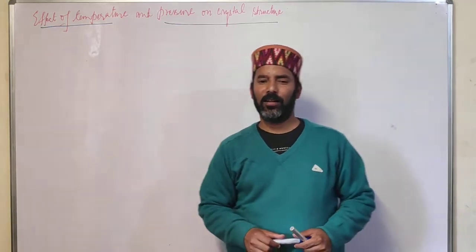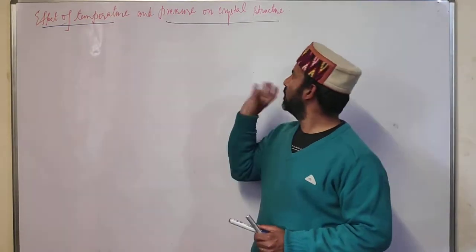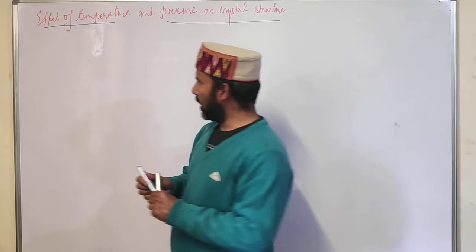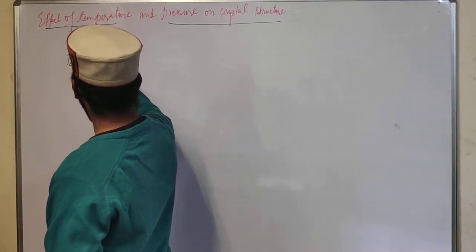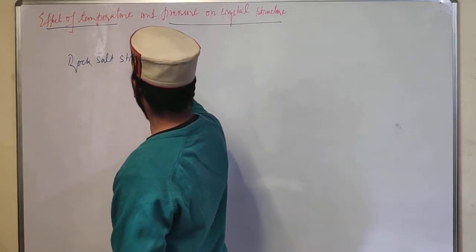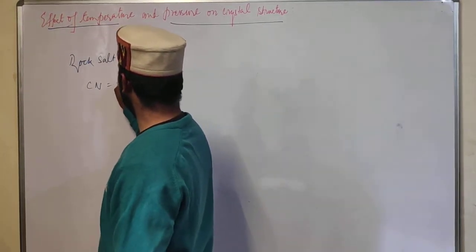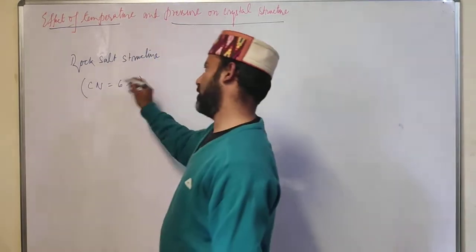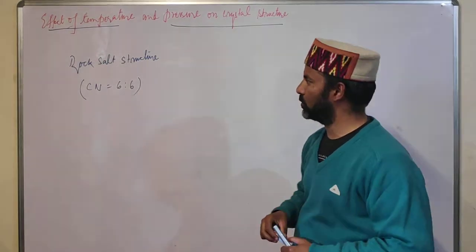Hello students, today we will discuss the effect of temperature and pressure on crystal structure. Say I have a rock salt type structure. Now students, in rock salt type structure, what is the coordination number of ions? We know that it is 6:6. That means cations and anions have the same coordination number. This we have learnt in rock salt structure.